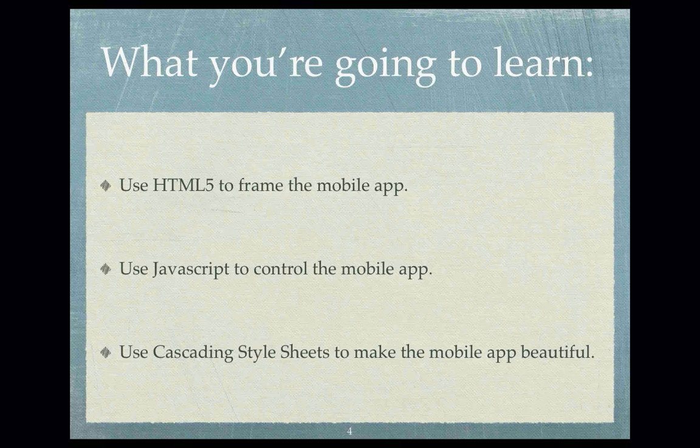We're going to use JavaScript to control the app. JavaScript is a type of scripting language where you can react to certain events, whether it's a swipe or a gesture, it might be a tap or a click. JavaScript is that particular layer that you need in order to control that mobile application.